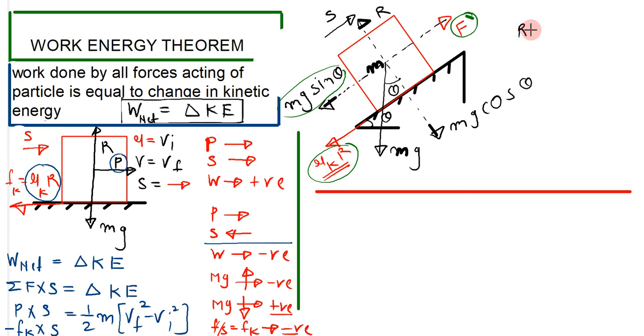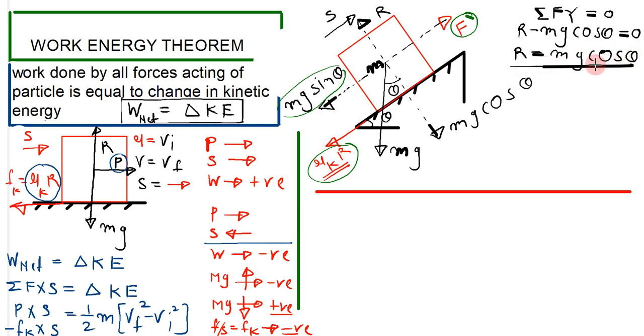You can calculate the value of R here. Applying summation Fy equal to 0, R minus mg cos theta is equal to 0. Therefore R equals mg cos theta, that gives the value of R. Now applying the work energy theorem to this total, we can write W net is equal to delta KE.